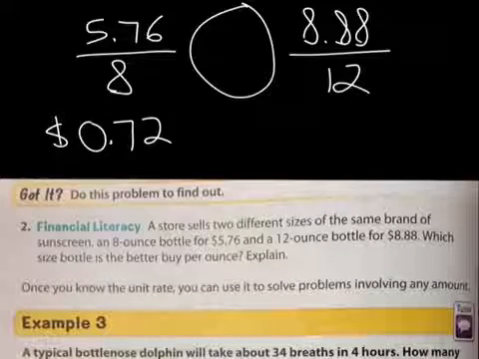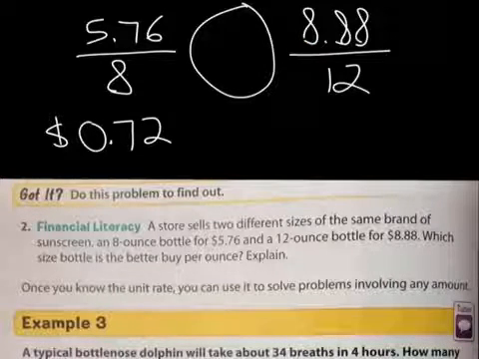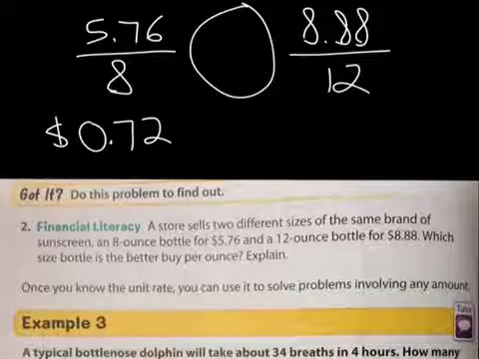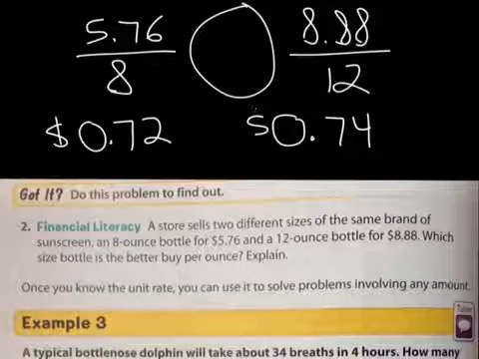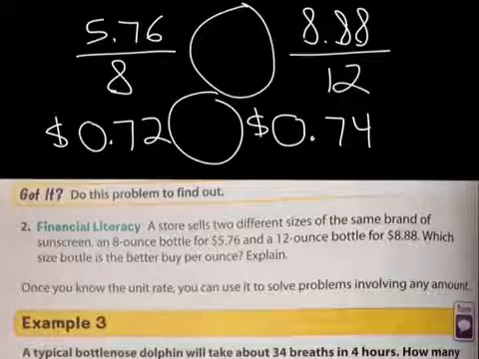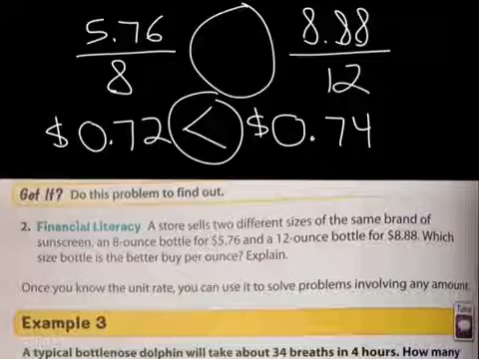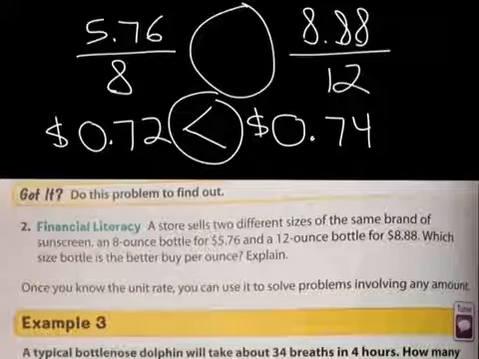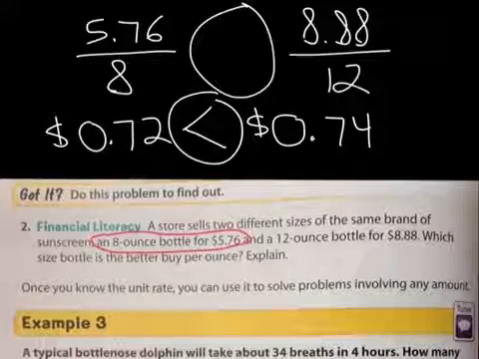And when I divide $8.88 divided by 12 to figure out the price per ounce, remember, I put the ounce on the bottom because I want to know the price of each ounce. I get 0.74, which is 74 cents. So which one is larger? Well, this one is smaller. 72 cents is less than 74 cents. Therefore, the first one is cheaper. This guy right here, 8 ounces for $5.76 is cheaper.